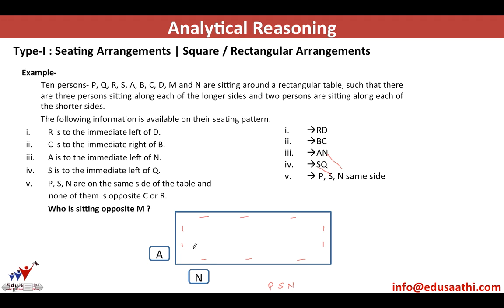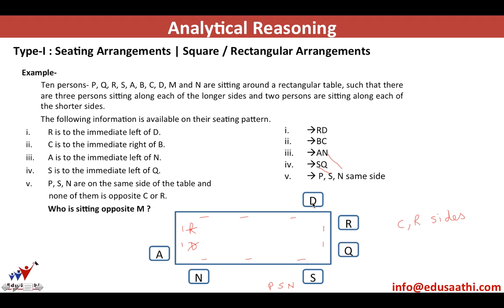We also know from the fifth point that P, S, N are not opposite to C or R. It means C and R are on the sides. The second piece of information we can use is that S has to be over here and towards the left of S has to be Q. So S cannot come over here. The best place that S could come would be over here, and correspondingly Q will come over here. So now I also know about R. R has to be on the sides. If I write R over here, then towards R's right has to be D. But as A is also already sitting over here, this is not a valid case. It means D has to come over here and R has to come over here.